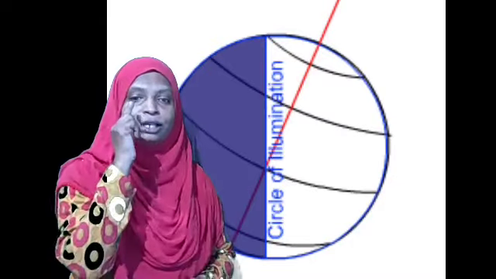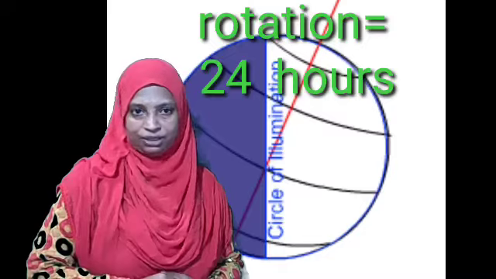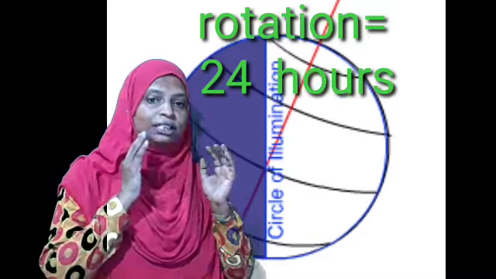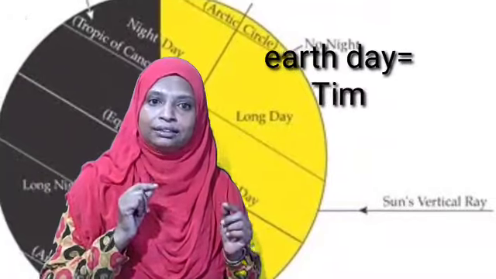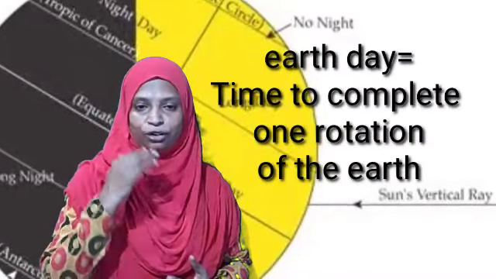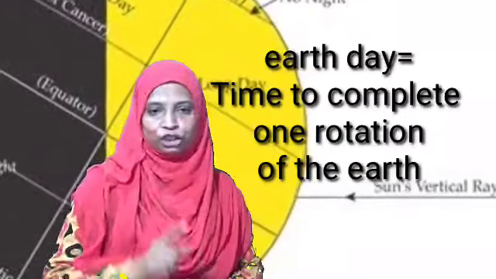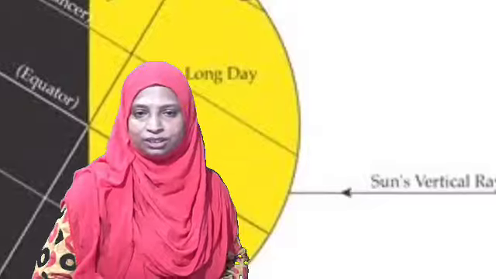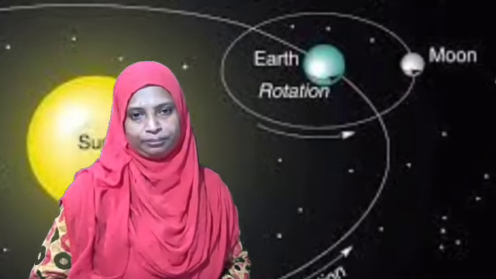And we know that in order to complete one rotation, earth takes 24 hours. The time taken to complete one rotation is known as one earth day. That is the day that we feel on our globe. So, the daily motion of the earth on its axis is called rotation. Rotation makes day and night experience on the globe.